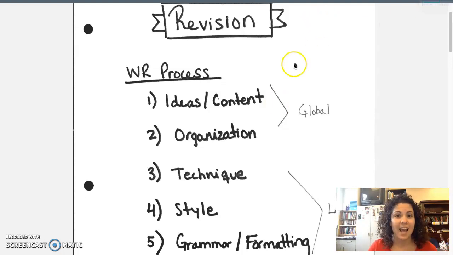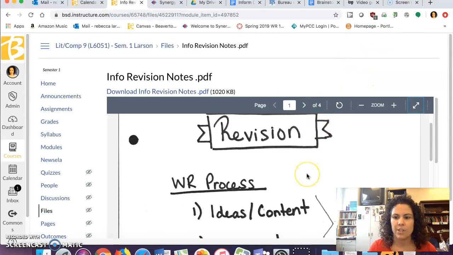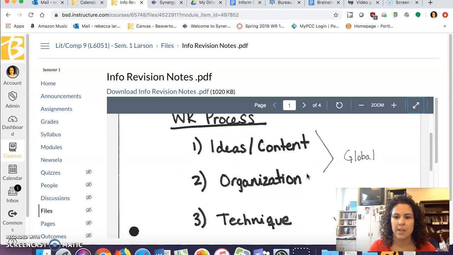One of the things that I did add, and I want you to add to your notes, is number 5, grammar and formatting. That's going to be last, and we're not going to talk about that today. That's going to be on Tuesday when I see you guys. So with our revision, I want you to take step by step through this.